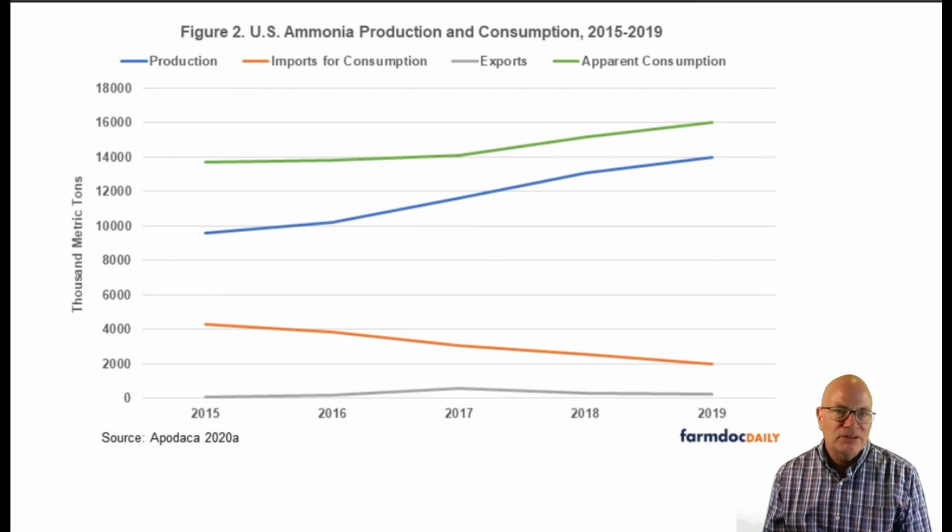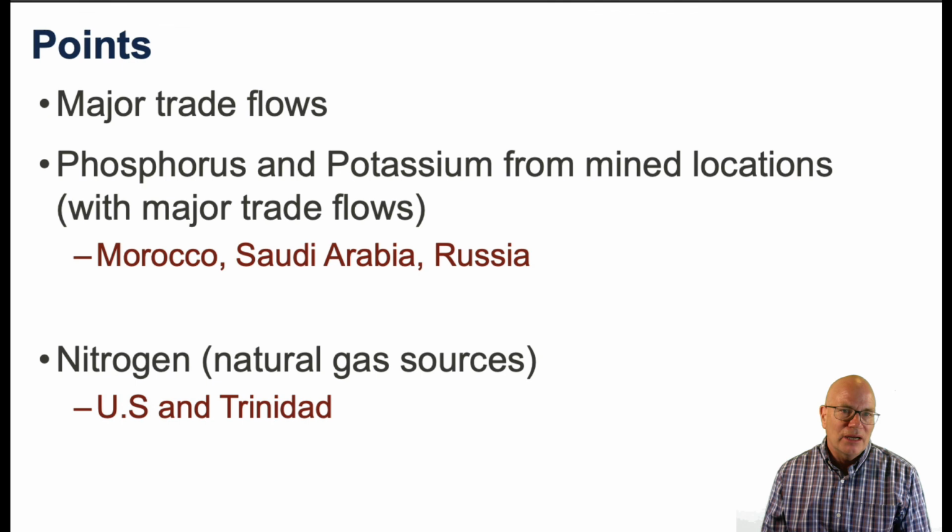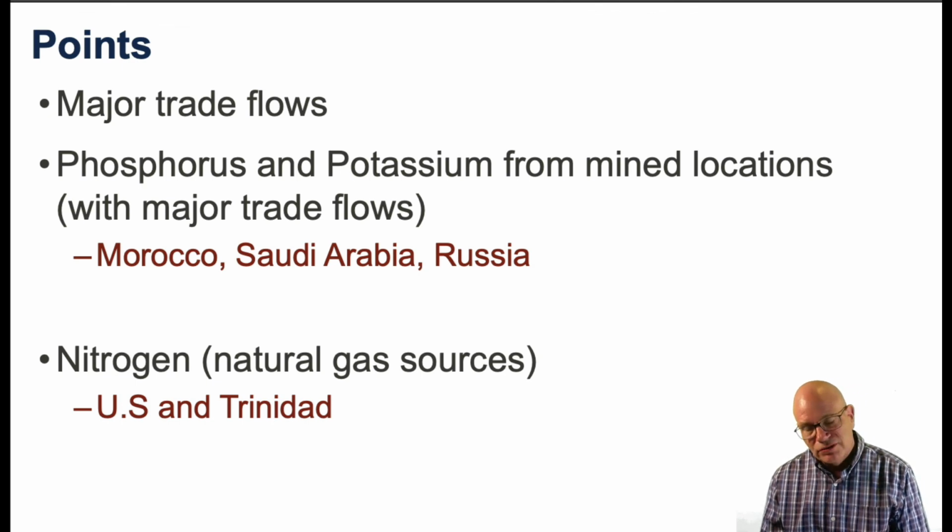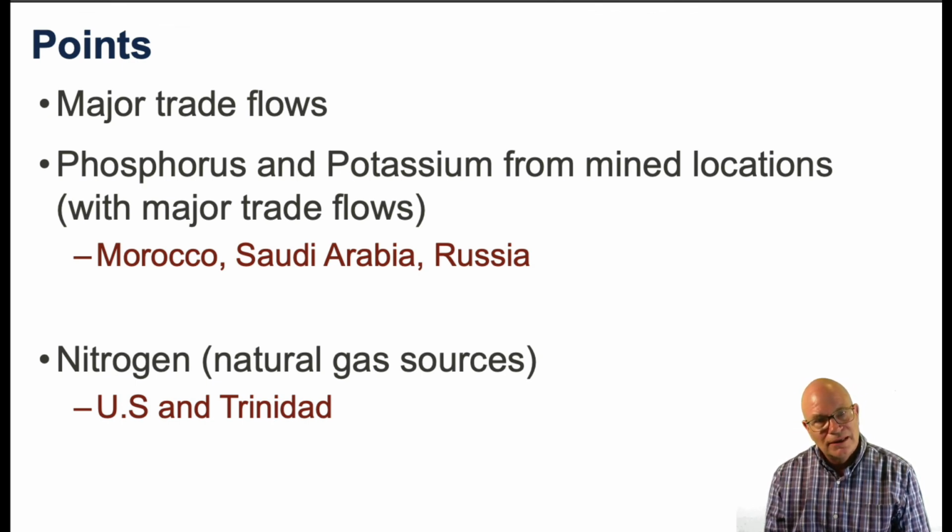Here's a graph from Sellers and Nuns that shows what has happened to production, imports, and exports in the United States. You will note that production has risen. That also coincides with the building of plants, but also remember, natural gas fracking has been a big deal in the United States. Here to summarize, there are major trade flows of fertilizer around the world.